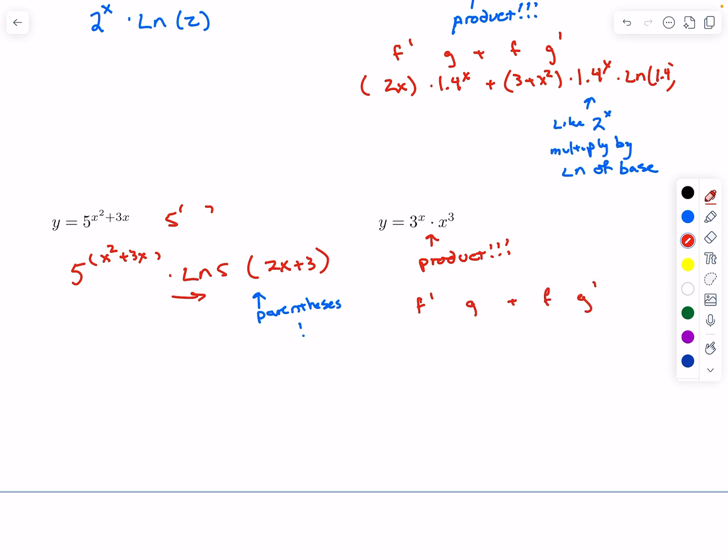Okay, derivative of 3 to the x is 3 to the x times ln 3. And then the original g. And then the original f is just 3 to the x. And the derivative of x cubed is 3x squared. There you go.